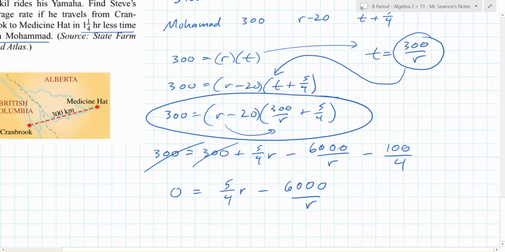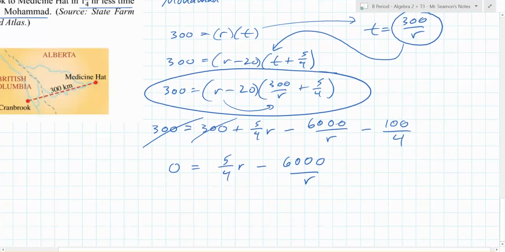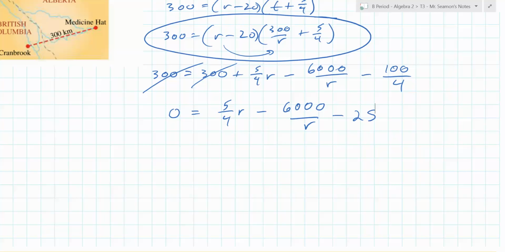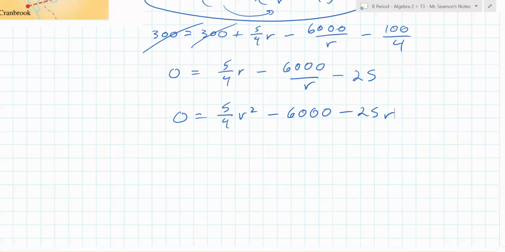Okay. And then, what's 100 over 4? 25. So what should we multiply everything by at this point? I would multiply it by R first. So what do we end up with? 0 is equal to 5 over 4 R squared minus 6,000 minus 25 R, and then what do you multiply by?